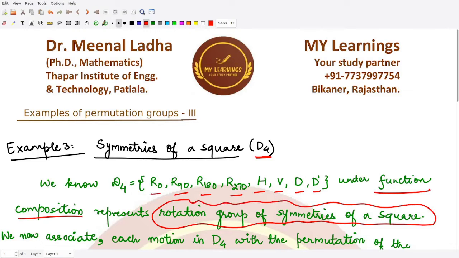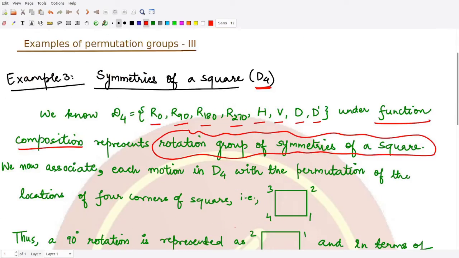Now for D4, we associate each motion with a permutation of the locations of the 4 corners of the square. So instead of coloring the corners, if we represent the corners by different numbers, say 1, 2, 3 and 4, then we may talk about it in terms of numbers, and for numbers we can talk about their permutation depending on the arrangement of these different numbers in different ways.